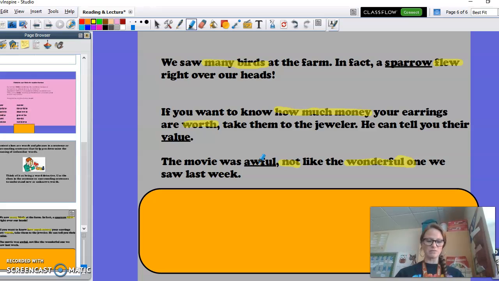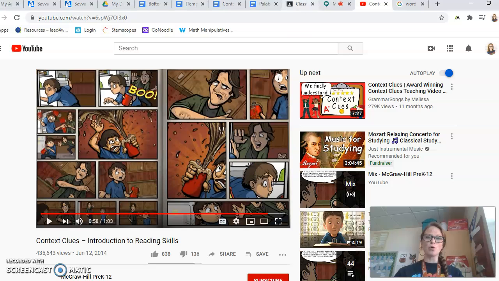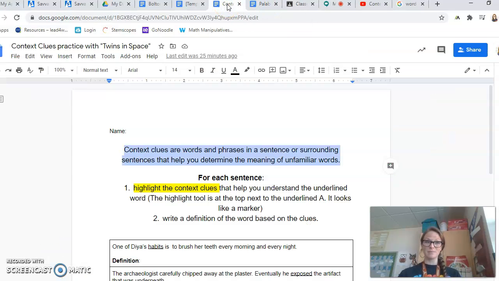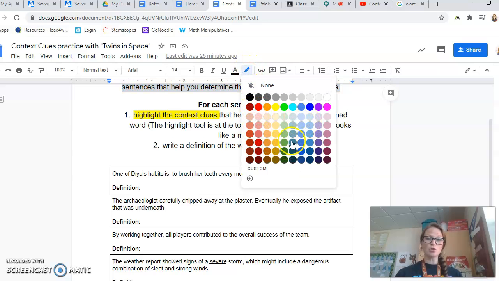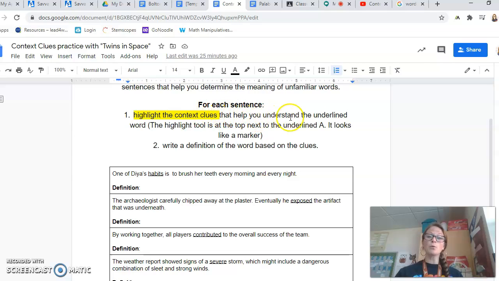Your job after you watch this video is to go into the context clues practice. And what you're going to do is for each sentence, you're going to highlight the context clues. The way you highlight in Word or in this document is next to the underlined A, where it has text color, there's a tool that says highlight color. You can choose any color you want to highlight the context clues in the sentence, all right? So you're going to highlight the context clues that help you understand the underlined word. And then you're going to write a definition of the word based on the clues.